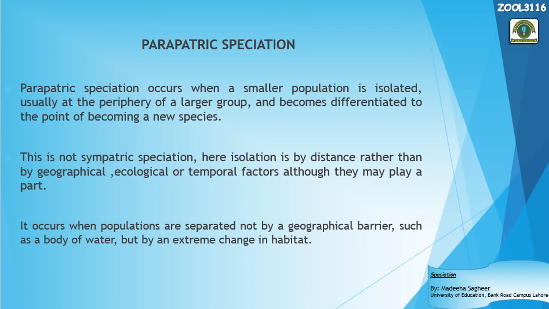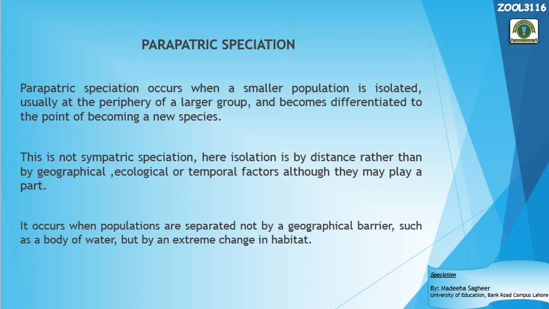Geographical, ecological, environmental and time-related factors do play a part in parapatric speciation, but the major requirement of parapatric speciation is what? The distance. Once there is distance, with the passage of time, the individuals that are distant from the mainland would be subjected to different selection pressures.